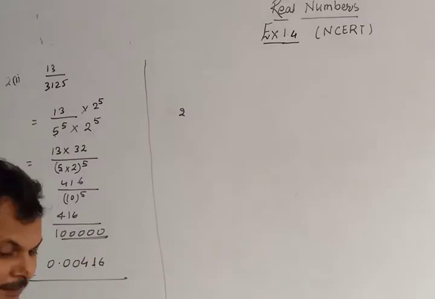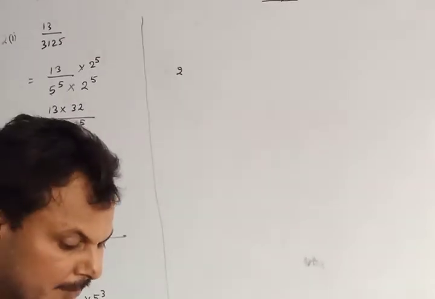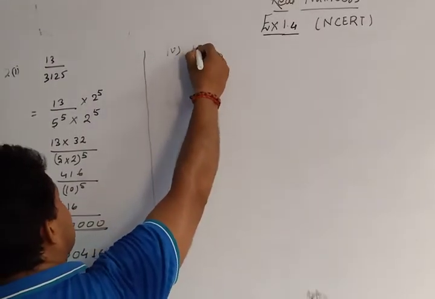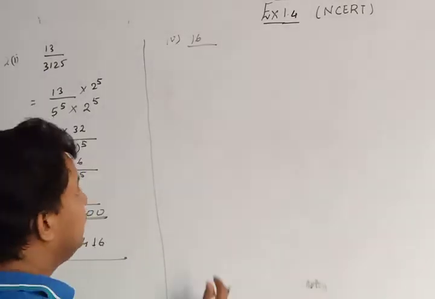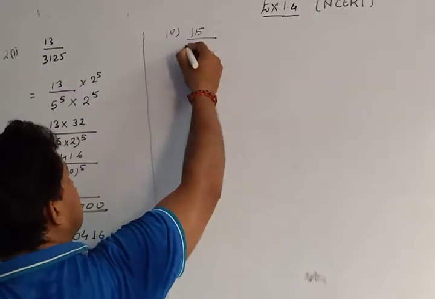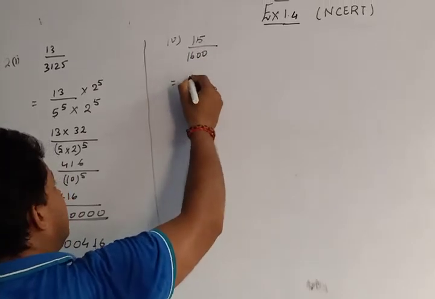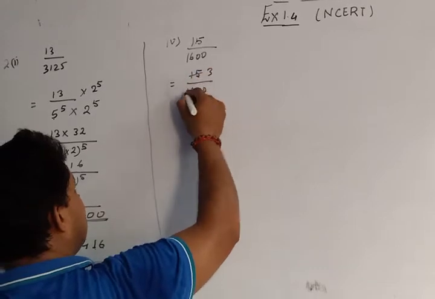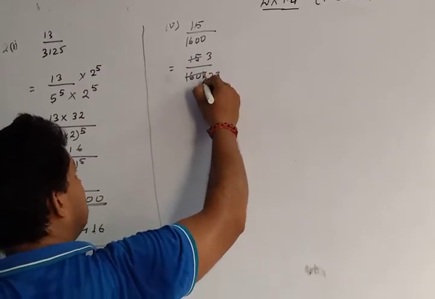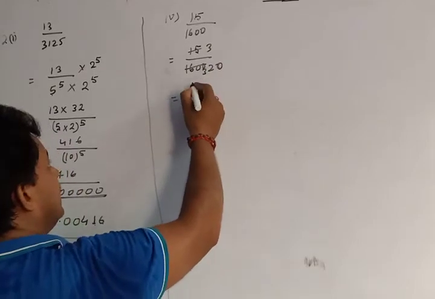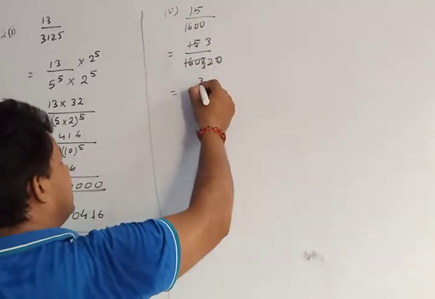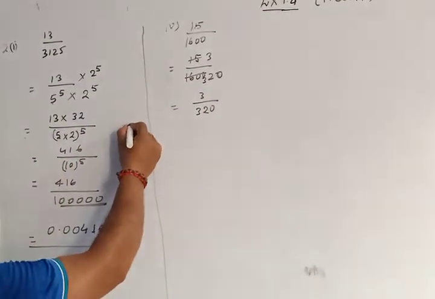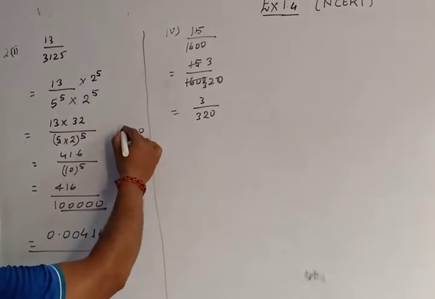It was also terminating. Next, the third was not terminating. The fourth was terminating: 15 upon 1600. You observe it was divisible by 5, so we divide by 5 and get 3 upon 320. You have already prime factorized it earlier, but here I have erased it, so we have to do it once more.